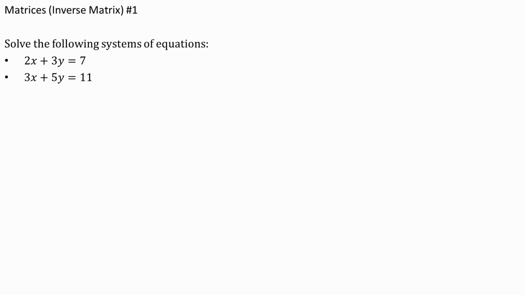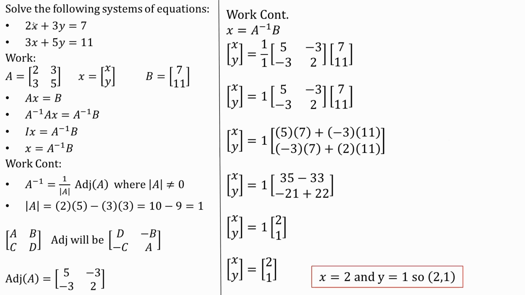In this video, we will solve this system of equations using another method. So let's begin. This is the system of equations that we want to solve, and I will solve it using matrices. Matrix A will correspond to these pieces here, 2, 3, 3, 5. Matrix X will correspond to X and Y. And matrix B will correspond to these solutions, 7 and 11. And so we can say that matrix A times matrix X is equal to matrix B.